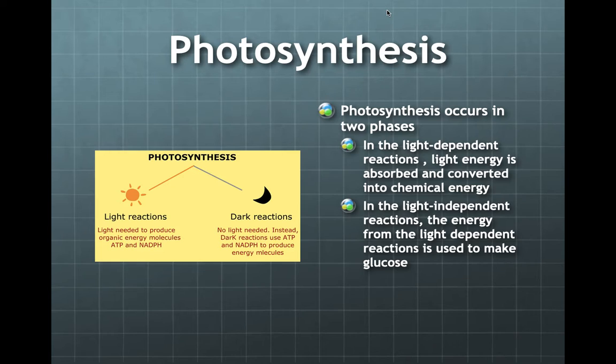So photosynthesis occurs in two phases. We have the light-dependent, or light reactions, and our whole goal is to absorb light energy and make it into chemical energy, or in this case, create bonds in the form of ATP and NADPH. While in the dark reactions, what we also call the light-independent reactions, or the Calvin cycle, we take the chemical energy that we made through ATP and NADPH to make glucose molecules.